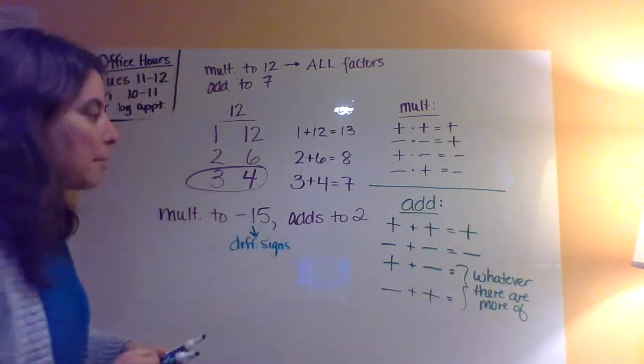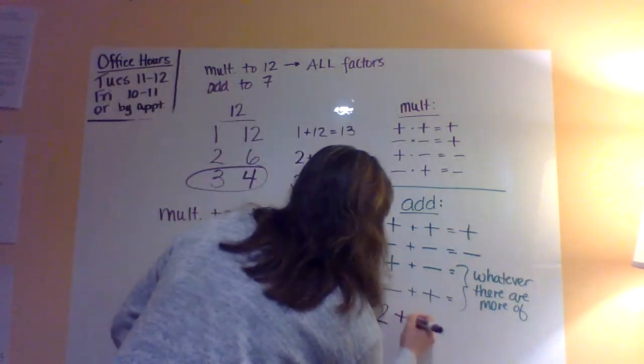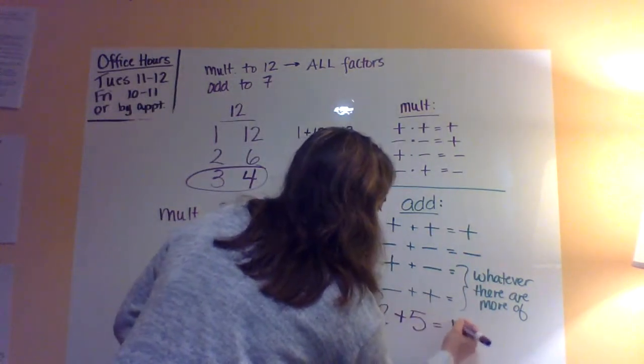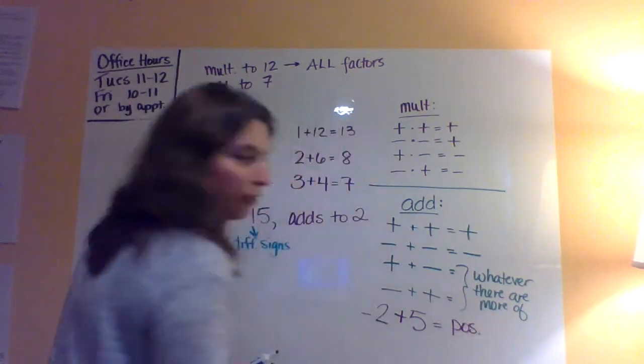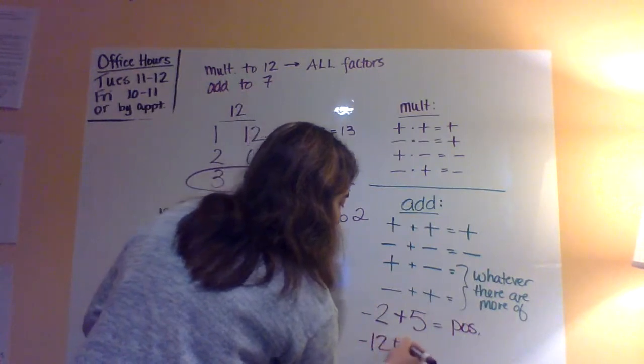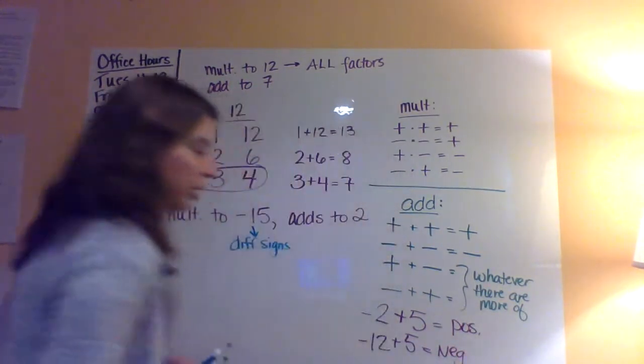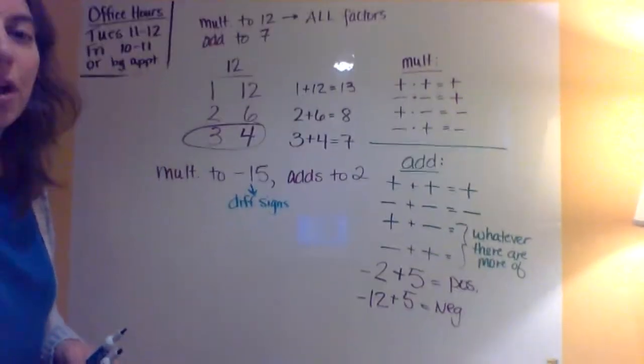I don't want to say whatever the bigger number is, because technically a positive number is always bigger than a negative, right? But if I have something like -2 plus 5, my answer is going to be positive. It's going to be positive 3, because there are more positives. If I have something like -12 plus 5, my answer is going to be negative, because there are more negatives.